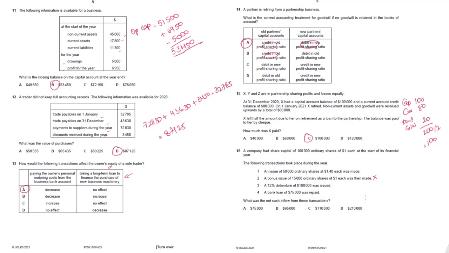Because of these transactions, bonus issue wouldn't affect the cash flow. The debenture issue, $100,000, this will be plus because it's an inflow, and bank loan 75,000 was repaid. This is an outflow, so minus. Now, ordinary shares 50,000 into $1.4, total amount received was plus 70,000. So net cash flow or net cash inflow would be 70 plus 100,000, 170 minus 75, 95,000. 16B.